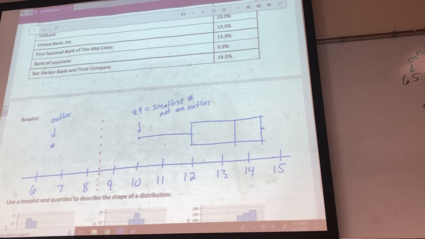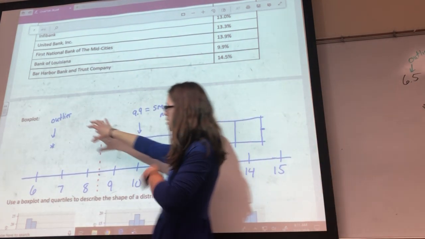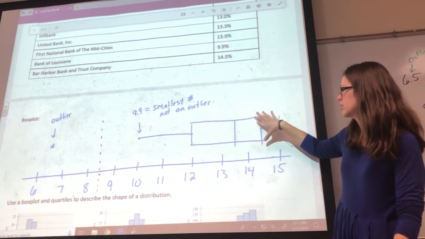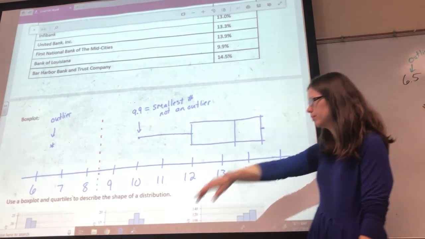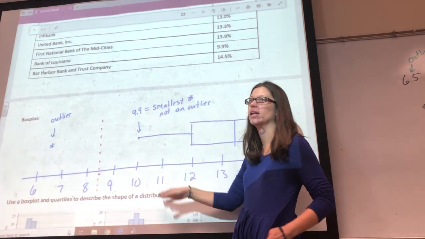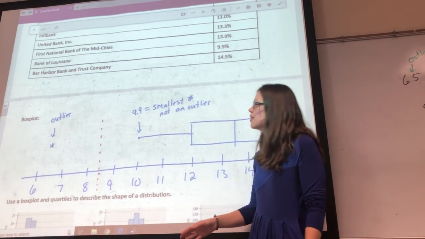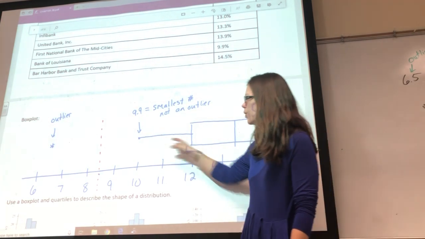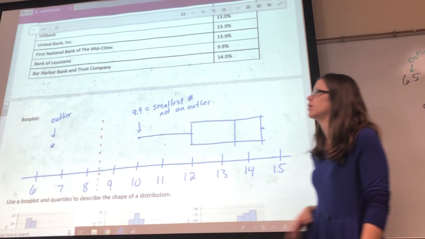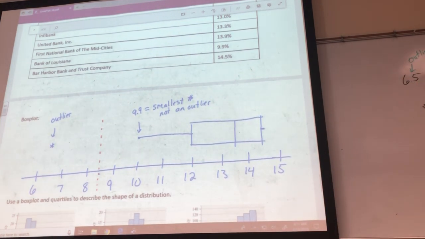And you don't have to label these things when you do your test. All I need is the number line with the units on there, the box and the whiskers, and this star right here. You don't have to say this is an outlier. You don't have to say this is 9.9. I'll be able to tell where your 9.9 is. That's just so when you go through and look at your notes, you wonder why I stopped right here and didn't go all the way out. So that's the only reason I wrote that up there. You don't have to write that on the test.